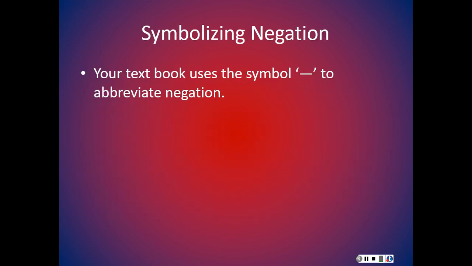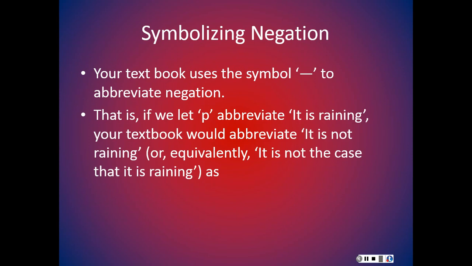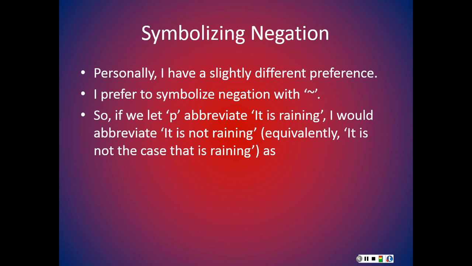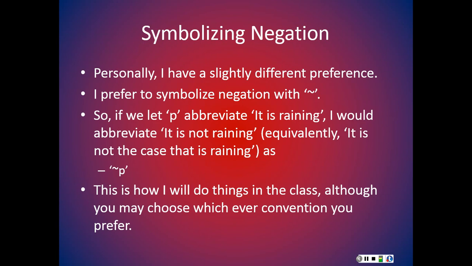Obvious and pretty straightforward. Now your textbook uses this dash symbol to abbreviate negation. That is, if we let P abbreviate "it is raining," your textbook would abbreviate "it is not raining," or equivalently "it is not the case that it is raining," as dash P. Personally, I have a slightly different preference. I prefer to symbolize negation with the symbol tilde. I also think on some keyboards, at least, that it's easier to type than the long dash symbol. So if we let P abbreviate "it is raining," I would abbreviate "it is not raining," or equivalently "it is not the case that it is raining," as tilde P. This is how I'm going to do things in the class, although you can choose whichever convention you prefer.